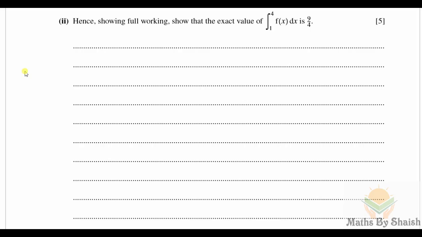The second part is: hence, showing full working, show that the exact value of the integral from 1 to 4 of f(x) dx is 9 by 4. We have f(x) now as minus 1 over x plus 3 over x squared plus 2 over x plus 2. So we are going to integrate all of these from 1 to 4. Let's integrate it.